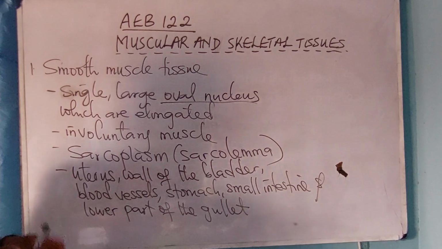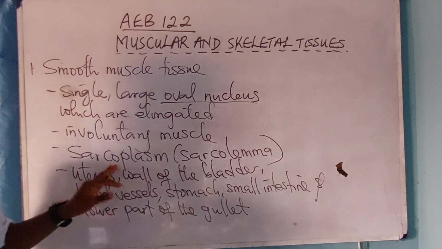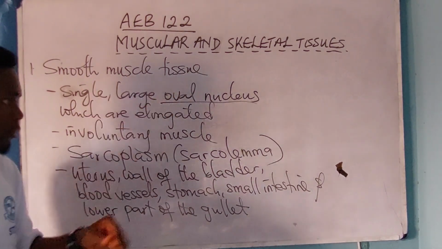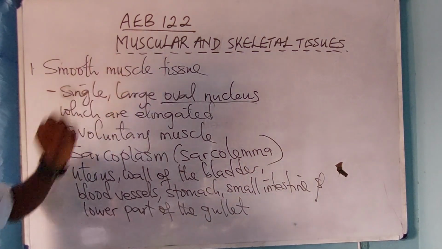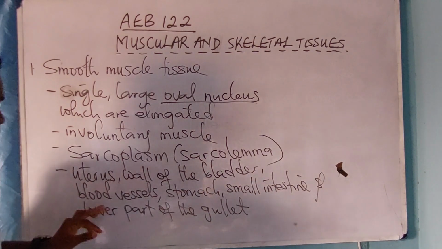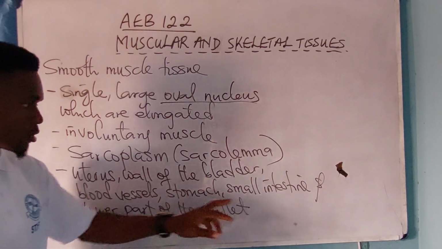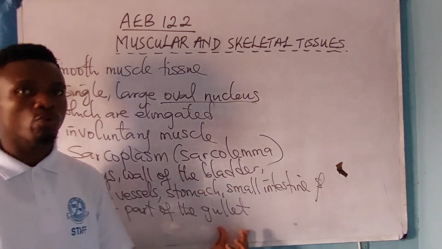Esophagus. Please take note of the region, the thin membrane that surrounds the sarcoplasm of the smooth muscle tissue is called what? Sarcolemma. And this smooth muscle tissue is found in places such as the uterus, the wall of the bladder, blood vessels, stomach, small intestine, and the lower part of what? The esophagus or what? The gullet.